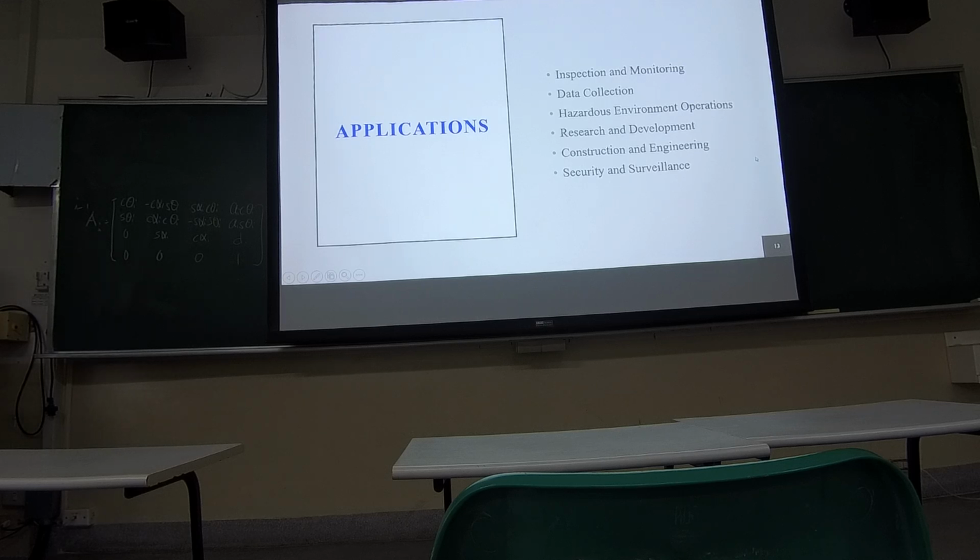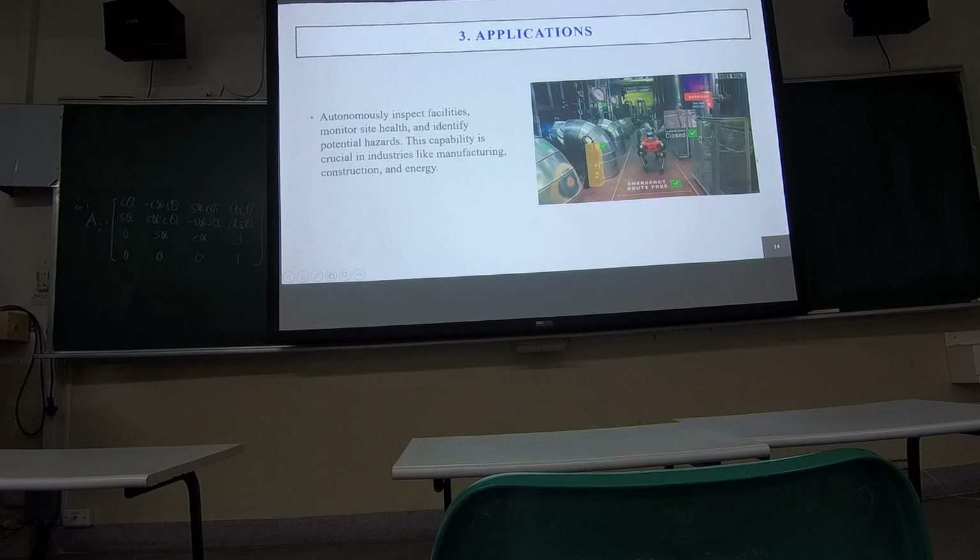So here I will introduce you to the applications for the smart robot. It has several applications such as inspection and monitoring, data collection, hazardous environment operations, research and development, construction, engineering, security, and surveillance. As you can see in the figure, it can autonomously inspect facilities, monitor site health, and identify potential hazards.